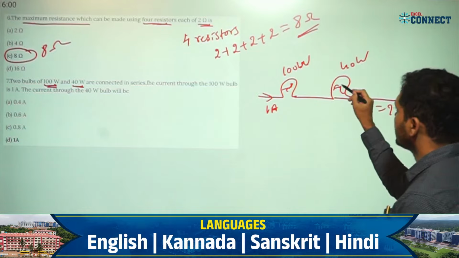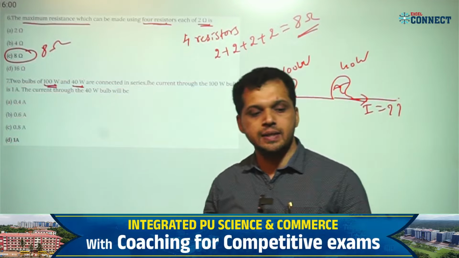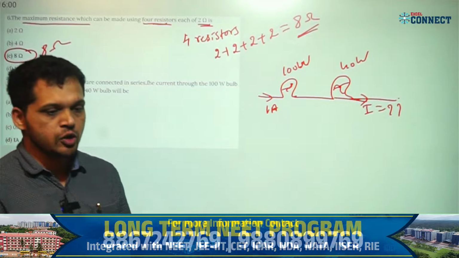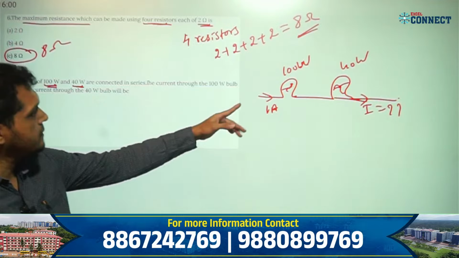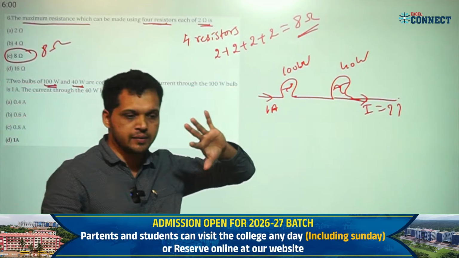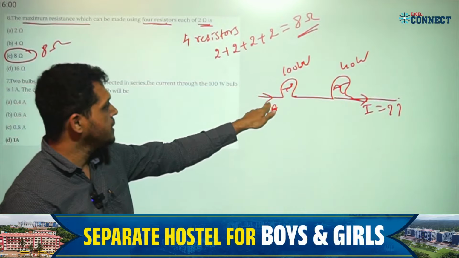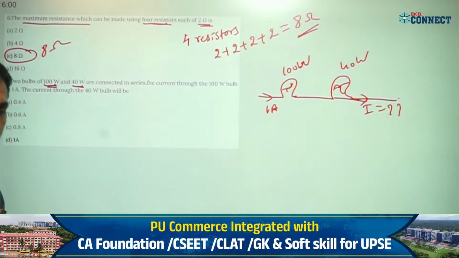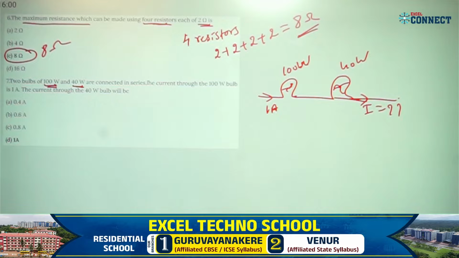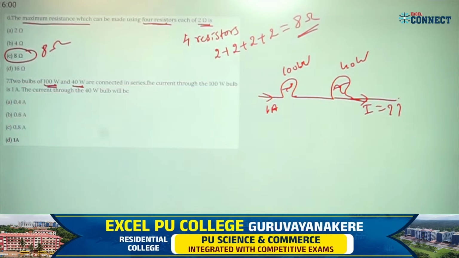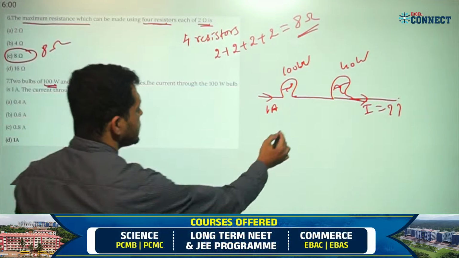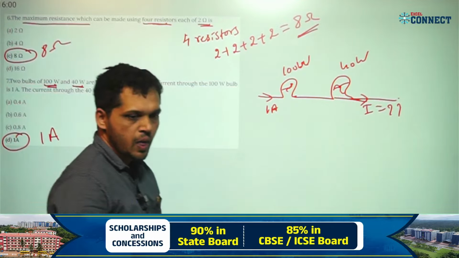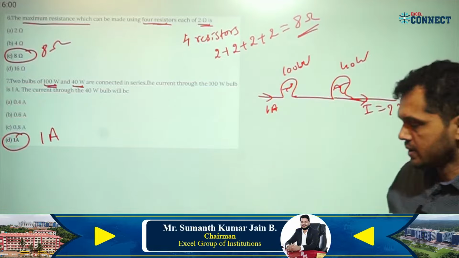In a series combination, what is the basic concept? Current through each device is the same. It may be a bulb or any other device. If current through the 100 watt bulb is 1 ampere, what will be the current through the 40 watt bulb? That also is 1 ampere only, correct? 1 ampere is the answer. Is it clear?